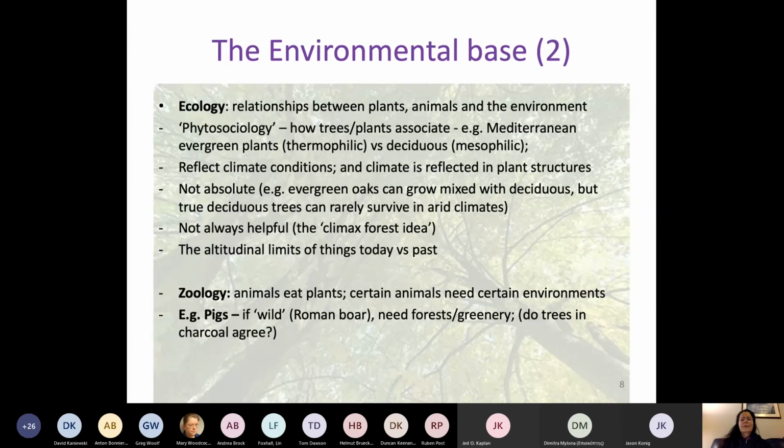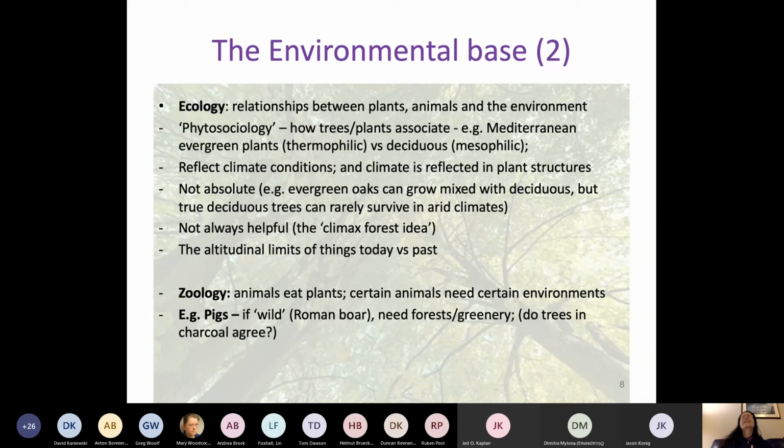So our environmental base, part 2, we're on a more regional level, we need to understand ecology, so relationships between plants and animals in the environment. We have this word phytosociology, how trees and plants associate. One of the things we often do is look for groupings of plants that are perhaps suited to the climate. If it's a very arid, dry, hot climate, then you look for a lot of evergreen plants. If it's a more moderate climate with more rainfall, you will expect what we call mesophilic or deciduous plants that need more damp and more water.